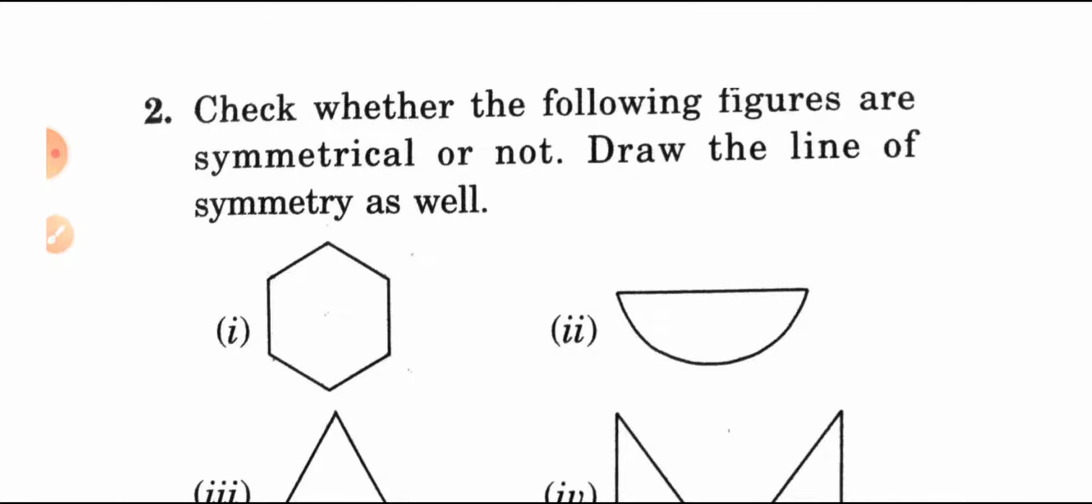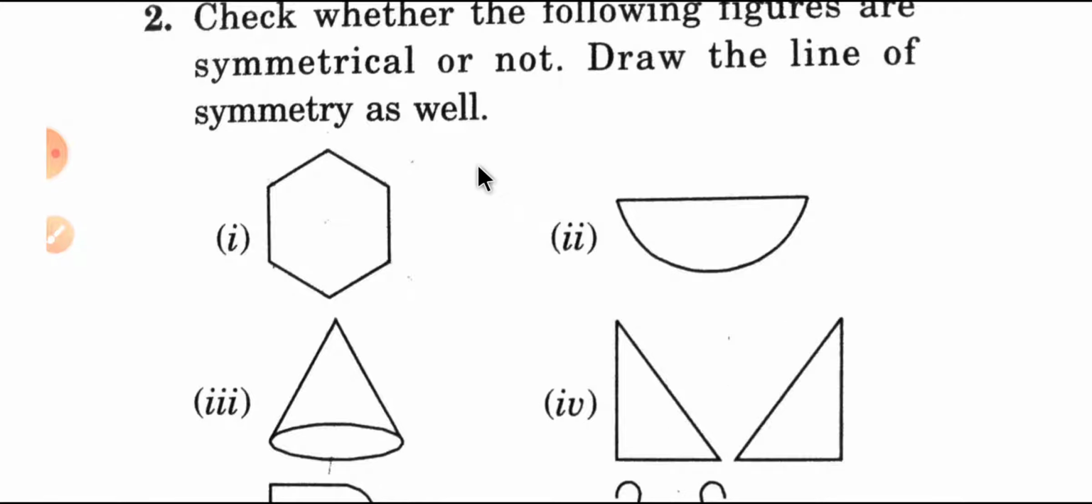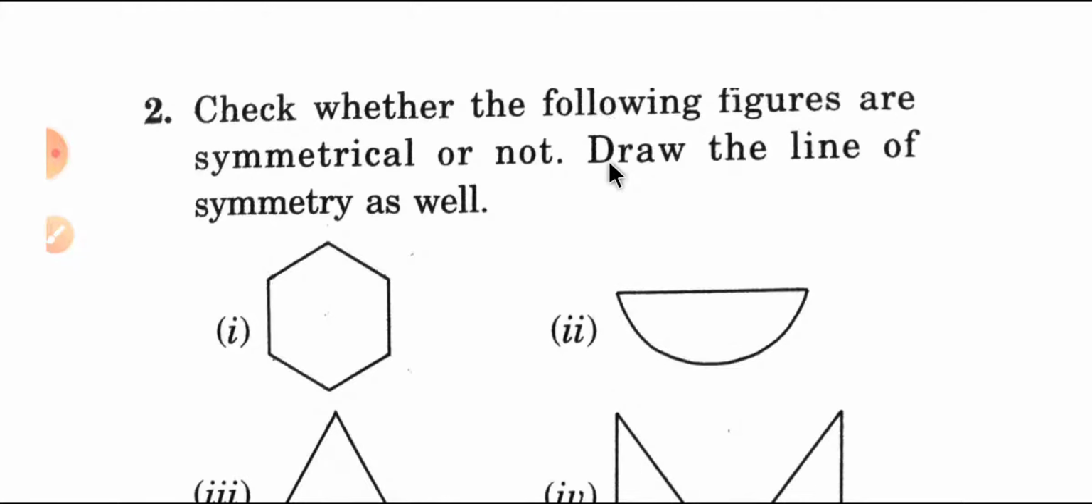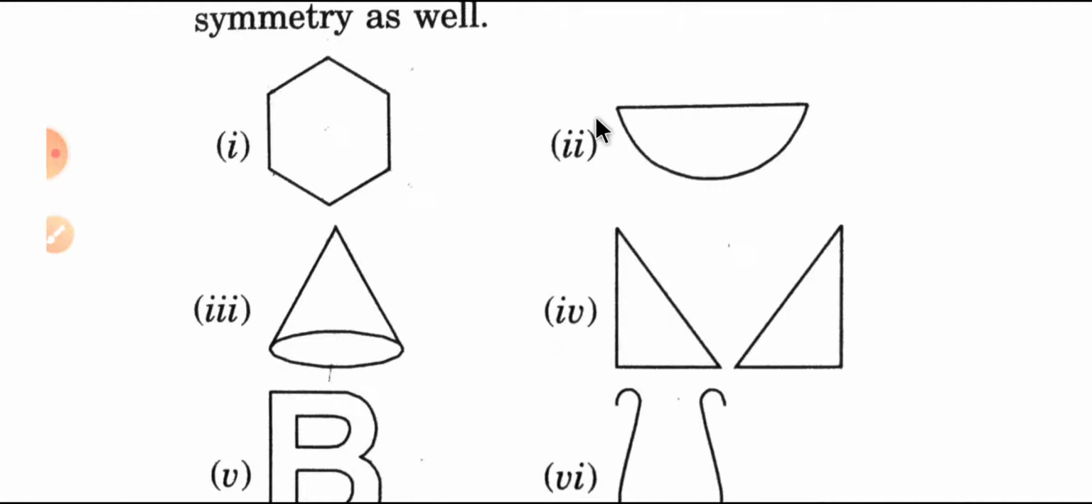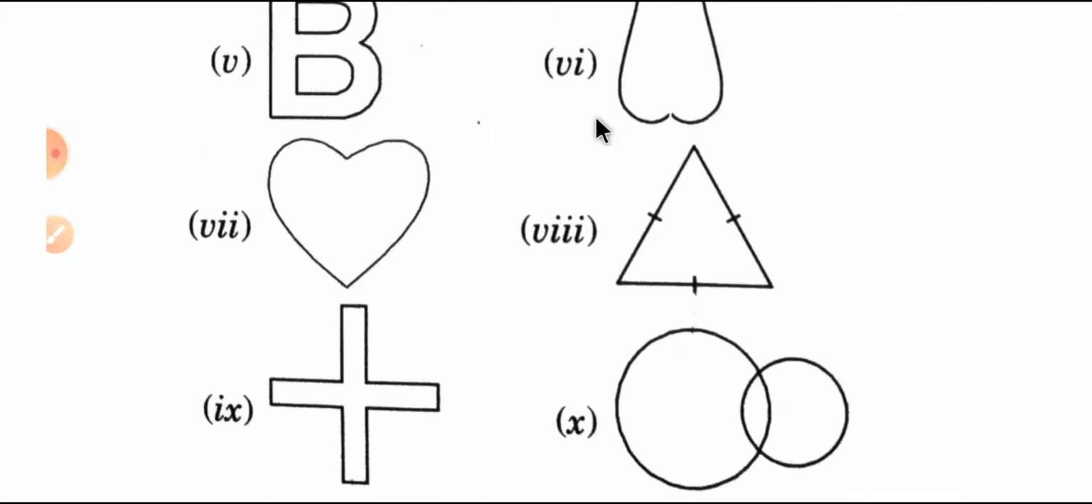Then question number 2: check whether the following figures are symmetrical or not. Draw the line of symmetry as well. First of all, we have to check whether they are symmetrical or not, and we have to find the line of symmetry also. So these are the given figures.